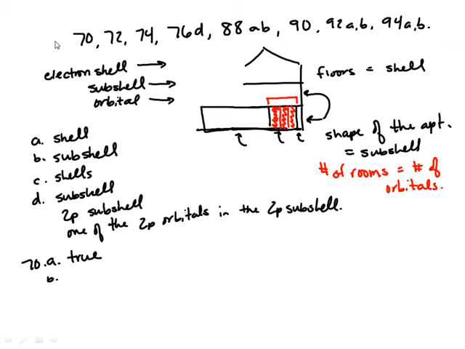B says, an s orbital has a shape that resembles a four-leaf clover. That's false. S orbitals are sphere shapes. That's your s orbital shape. Oops, I need to go on to C, not another B.